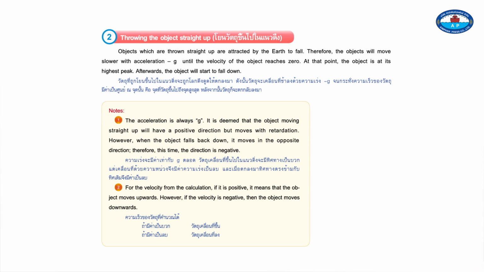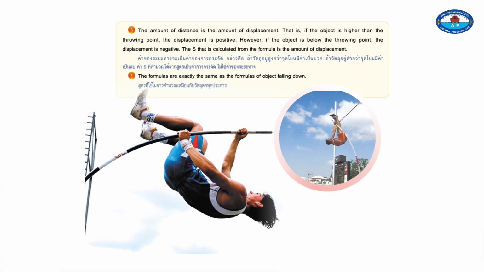2. For the velocity from the calculation, if it is positive, it means that the object moves upwards. However, if the velocity is negative, then the object moves downwards. 3. The amount of distance is the amount of displacement. That is, if the object is higher than the throwing point, the displacement is positive. However, if the object is below the throwing point, the displacement is negative. The s that is calculated from the formula is the amount of displacement. 4. The formulas are exactly the same as the formulas of the object falling down.